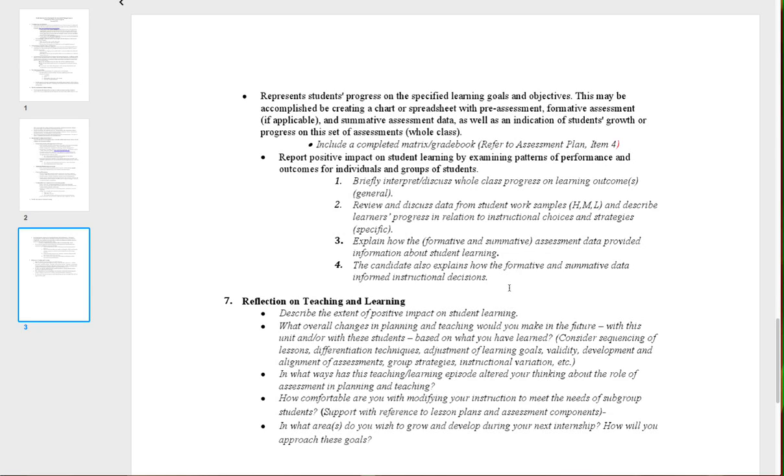You can also use the first person here. This is a reflection on your impact on student learning. So here you can talk about yourself in the first person. Remember, when you're discussing students, you only want to use their first name, not their last name.